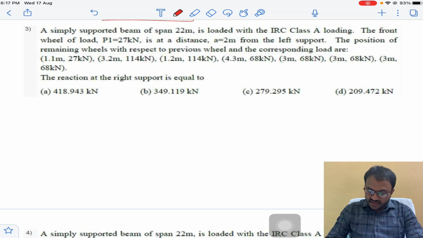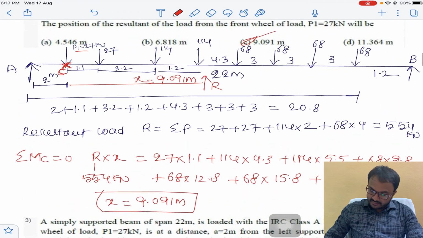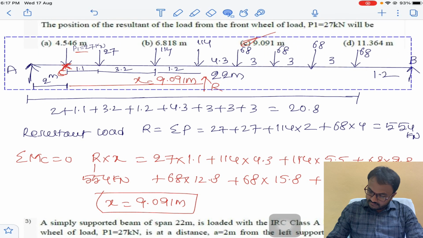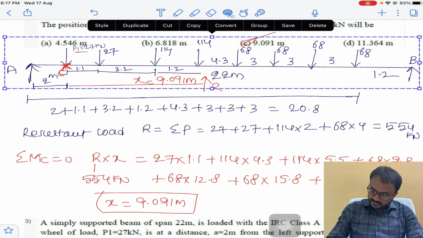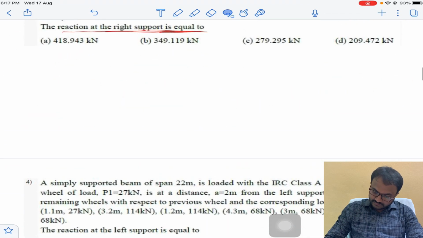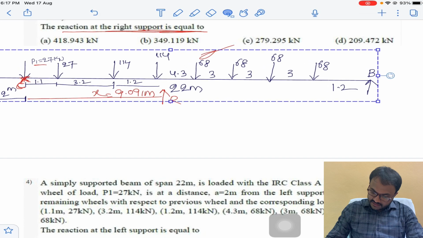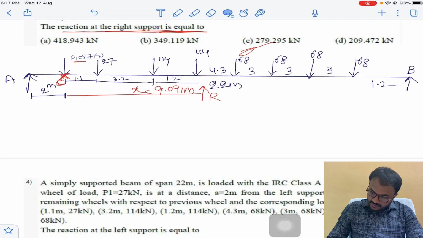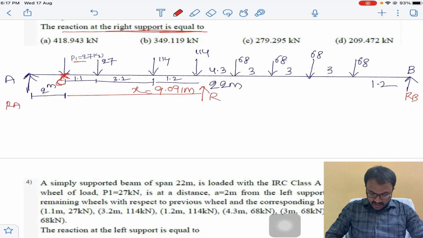In this question, what is the question? The reaction at the right support is. So I'll copy the same diagram here. It will be the same diagram. I am copying here. So now he asked for the right support reaction. This is RB and this is RA.